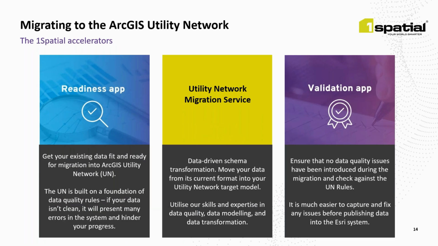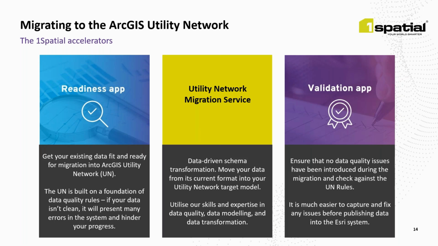So moving on to the One Spatial utility network solutions. These are our accelerator applications. On the left-hand side, we have the Readiness app. This is a SaaS-based application, and it's all about what I've just been talking about, really. Assessing your existing data in its current model, current schema, but making sure that your data is fit and ready for migration. Of course, then in the middle, the utility network migration service.